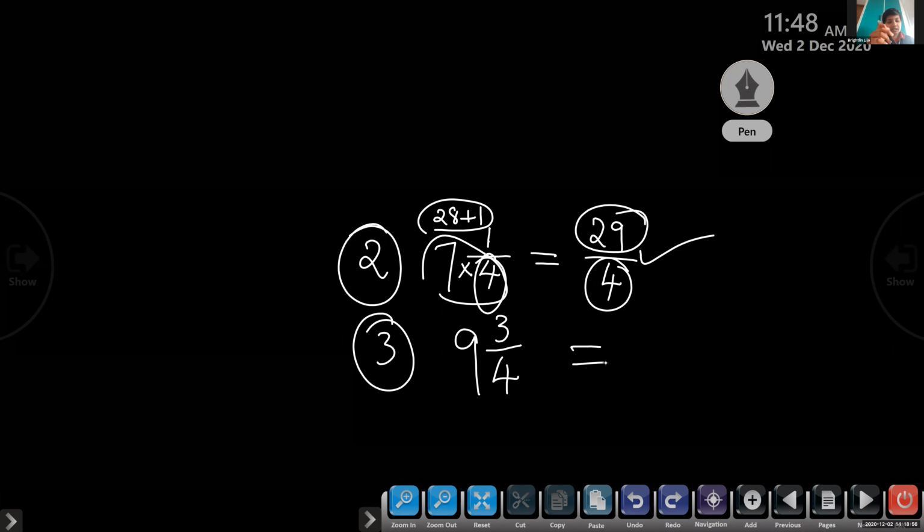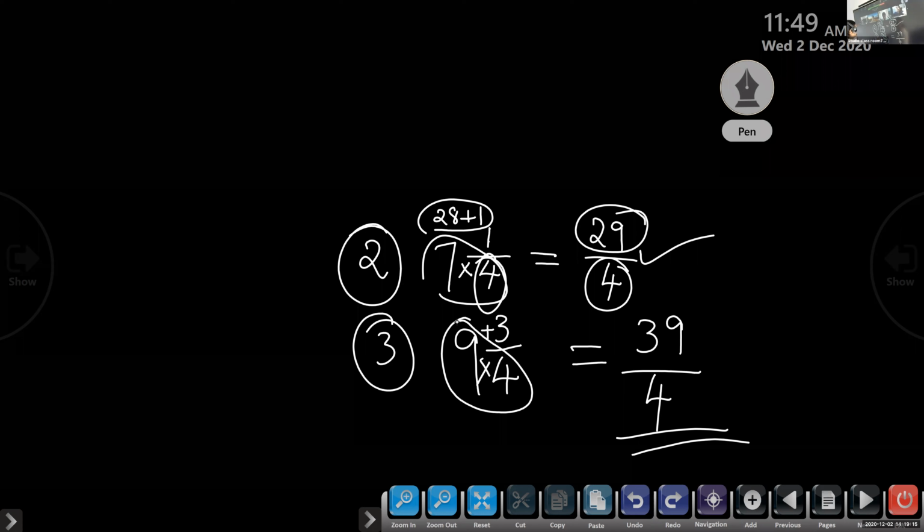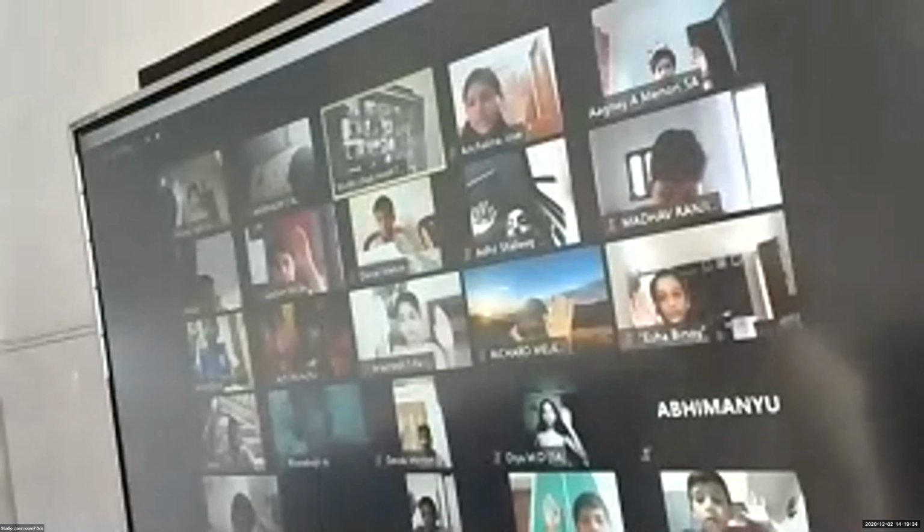39 by 4. 9 into 4, 36. 36 plus 3, 39. Very good. The denominator stays the same, 39 by 4. So children, don't get confused here. We are multiplying the whole number and the denominator. 9 fours are 36. Then add the numerator. The denominator is not changed. So children, how many got this answer? 39 by 4. Correct? Okay.